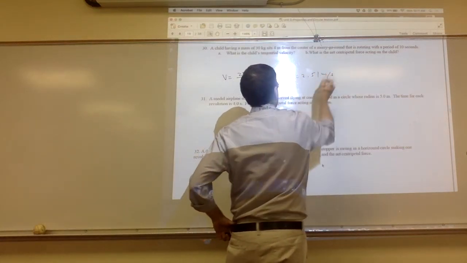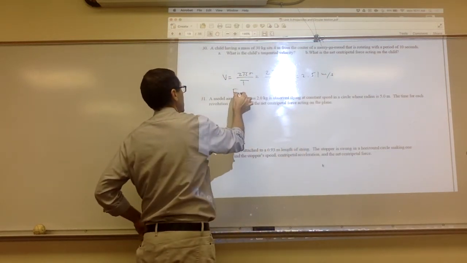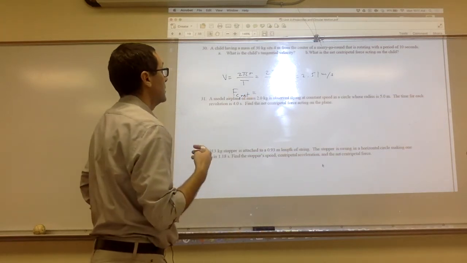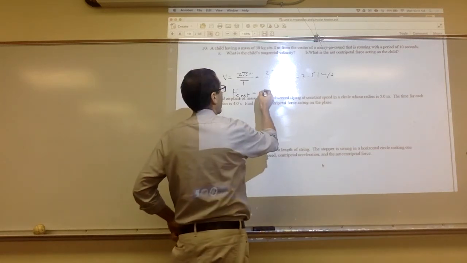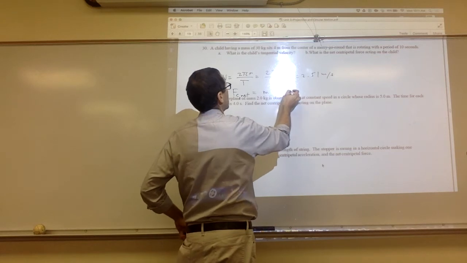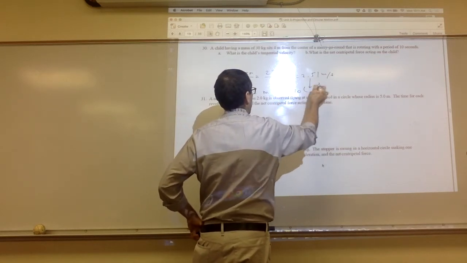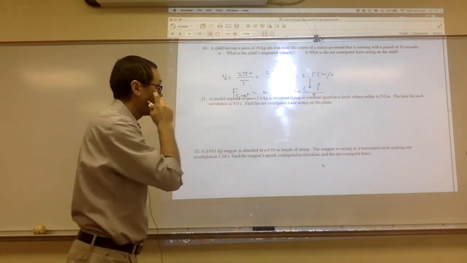meters per second. Second part is what's the net centripetal force. Okay, again, centripetal force is not a force. It's just like the net force in Newton's second law. That's going to be mv squared over r. So the mass is 30. The v, you just found it. You square that and you divide it by 4, and that's that.